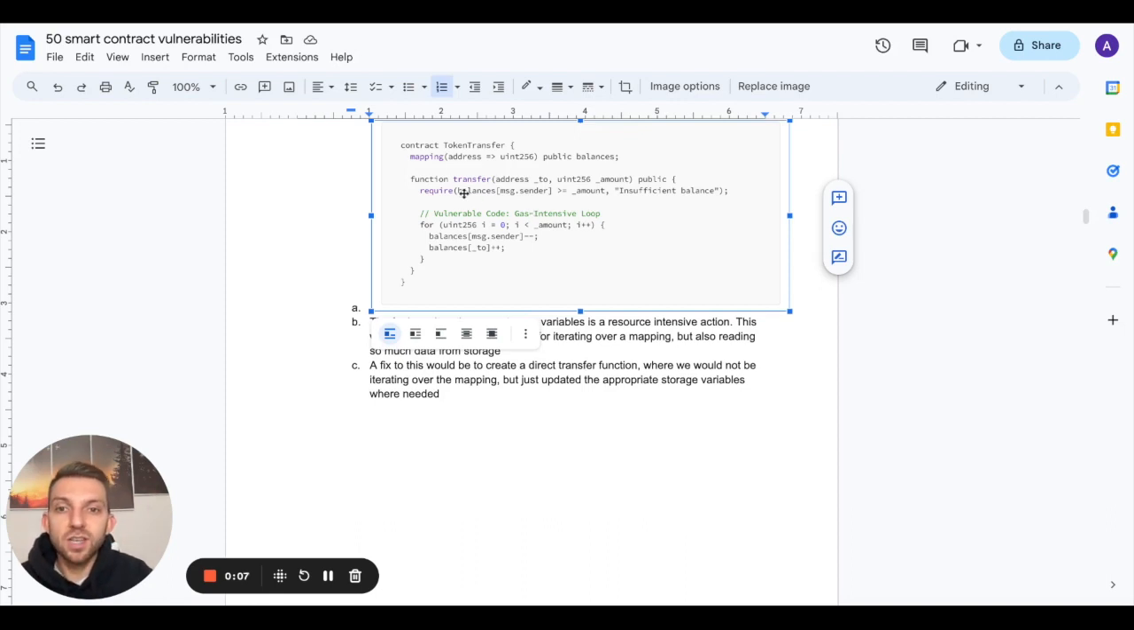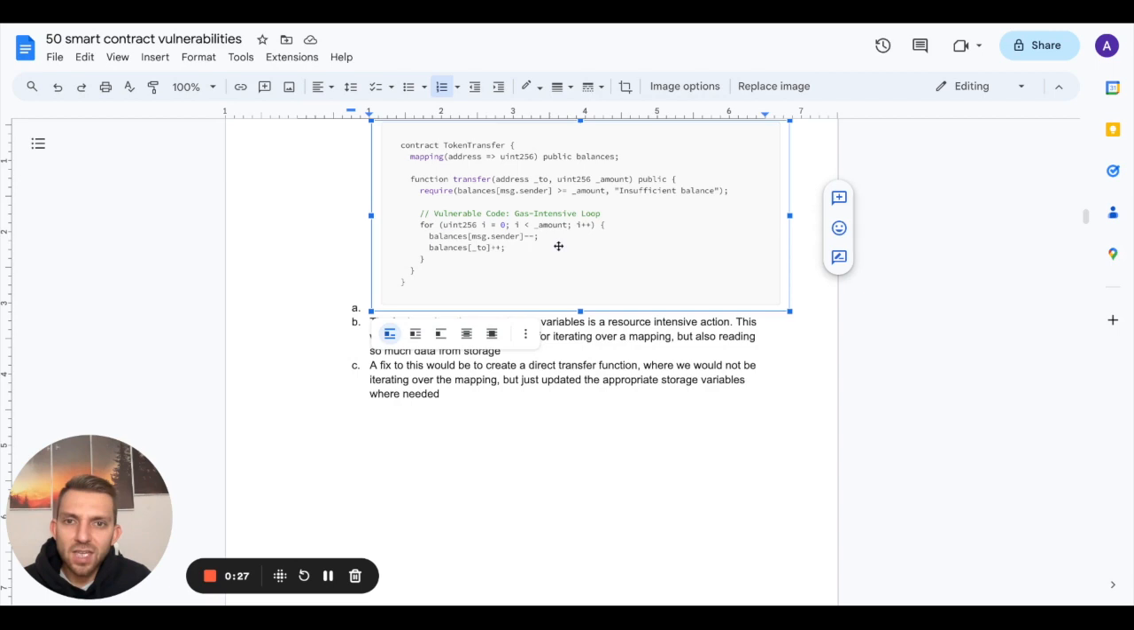If we take a look at this example here in the function transfer, you can see it takes in an address to and an amount, and then it executes this gas intensive loop, which loops over the i variable the same amount of times as the amount is and increments up and down the msg.sender and the to balances.